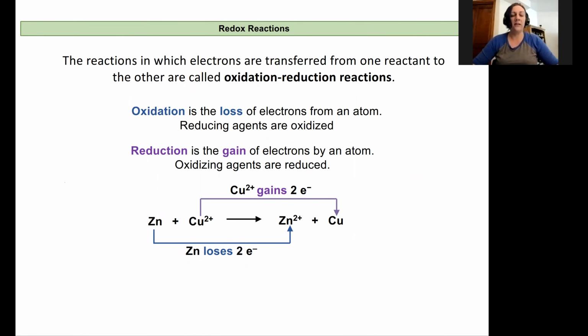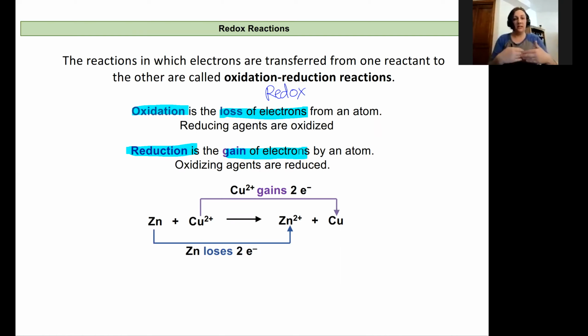So reactions that transfer an electron between the reactants are referred to as oxidation reduction reactions. We also call them redox for short, because otherwise it's a really long name. The oxidation of an element or a molecule will be the loss of electrons, while the reduction of it will be gaining electrons. Anything that is oxidized will be acting as a reducing agent.